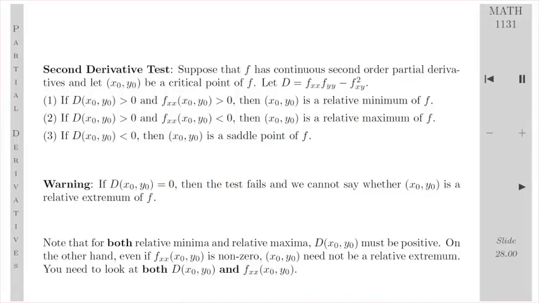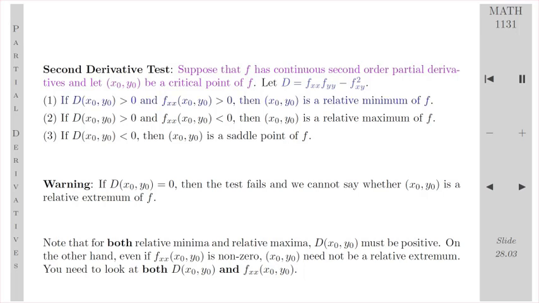Welcome. Next, let me describe the second derivative test for functions of two variables. Here we have to assume that f has continuous second-order partial derivatives and that (x0, y0) is a critical point. We have to define a new quantity, the discriminant. It's fxx fyy minus the square of the partial derivative fxy. It's the product of the two pure second-order partials minus the square of the mixed partial.